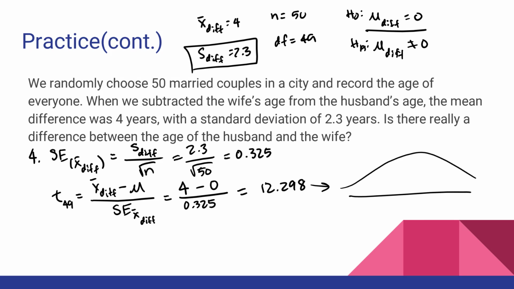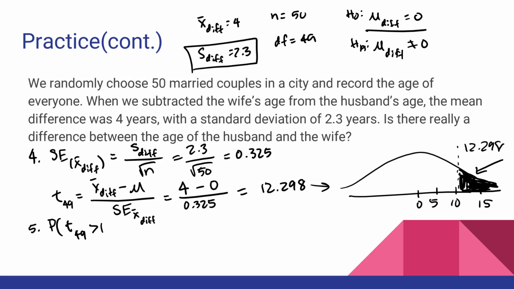There is our t-score of 12.298. And then we go from there to the nearest extreme. So this area right here is what we're interested in finding. So putting that into calculator language, the probability that our T49 is greater than 12.298 is equal to, and then we put in our calculator language.